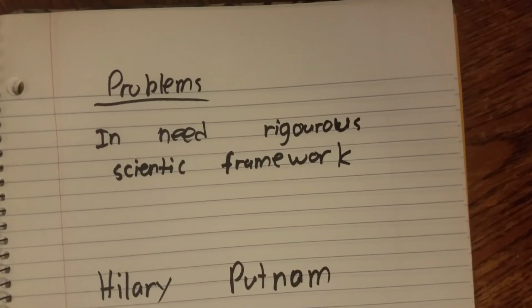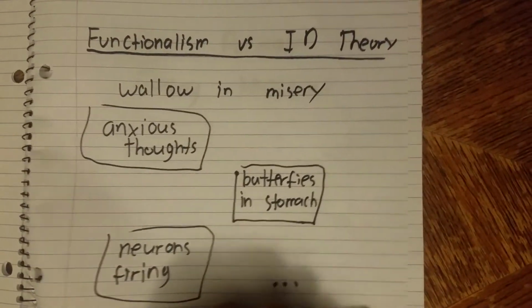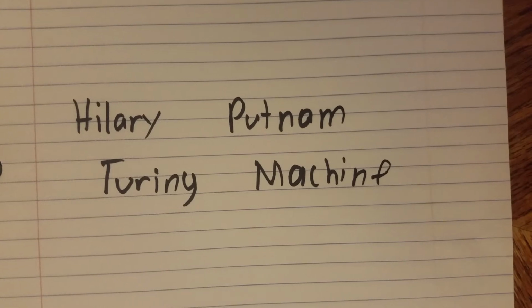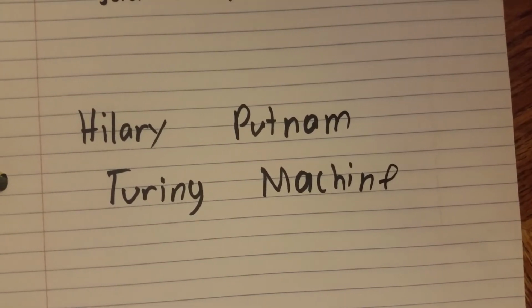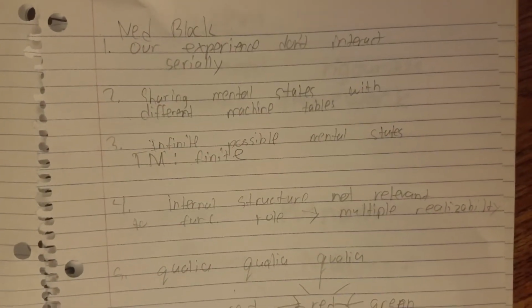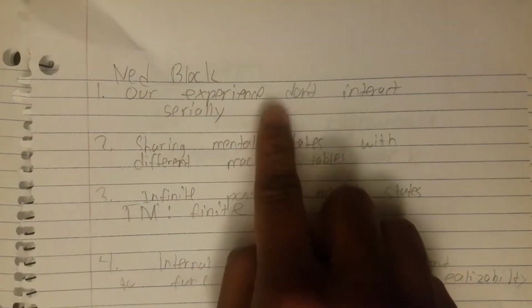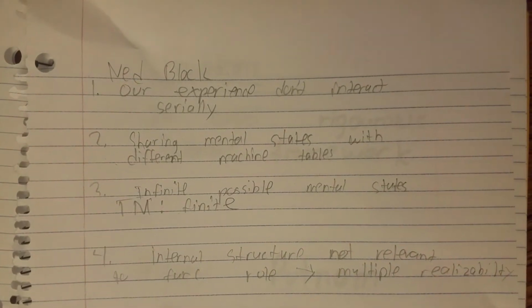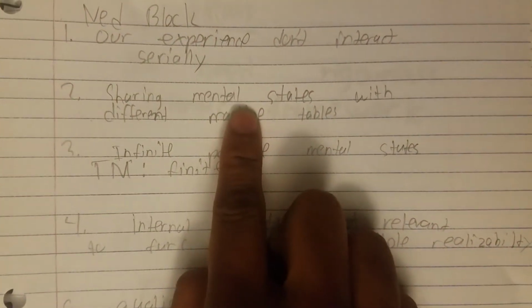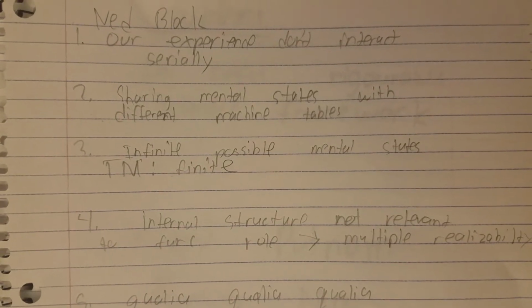There needs to be a rigorous framework to understand all these different causal relationships and the factors that make up the mental state. Hilary Putnam tries to do this in his proposal for Turing machine functionalism, which should be a separate video. But real quick, we'll go over five of the issues Ned Block describes. For example, our experiences intuitively do not interact serially like they do within the Turing machine. And our mental states can be shared even though we may have different machine tables.